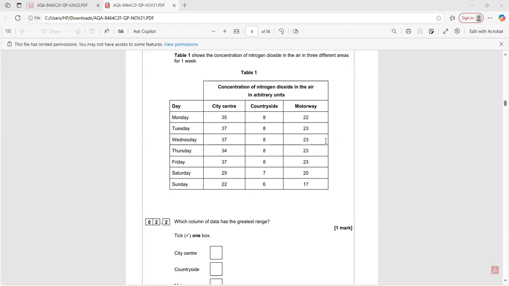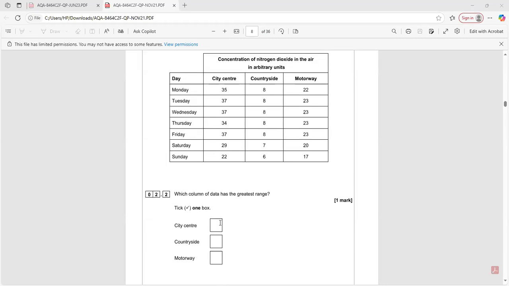For motorway, the highest seems to be 23 and the lowest seems to be 17. And 23 minus 17 is what? 23 minus 17 is 6, isn't it? Yes. Okay, so it's obvious that the one that seems to have the highest range is city center, because the highest is 37 and the lowest is 22. That is clearly the highest range here, if you ask me. So I'll go with city center.